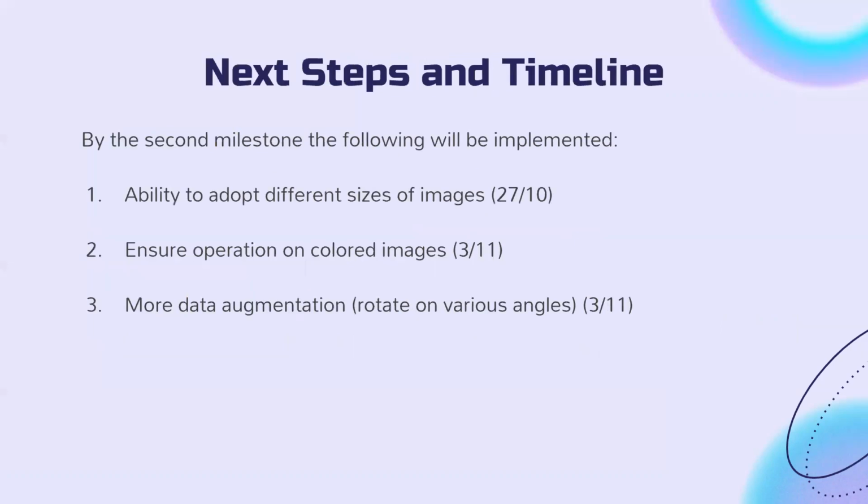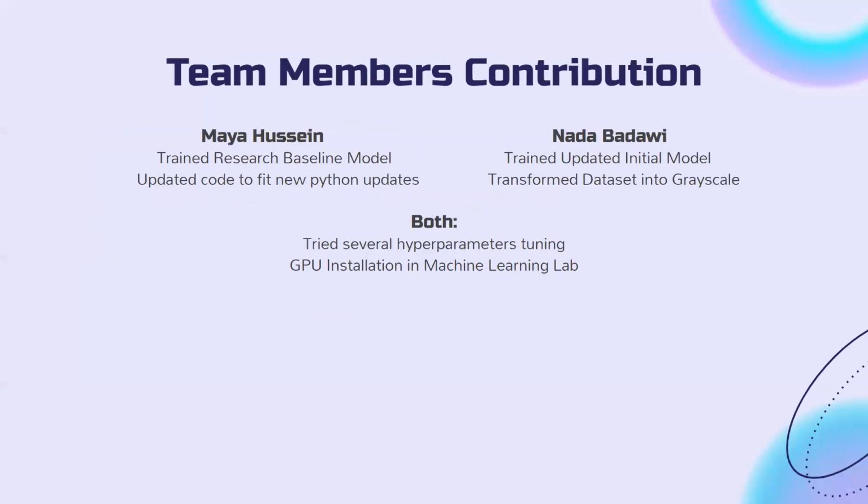So our next steps and timeline consist of: we will try to adopt different sizes of images, and this would be by the 27th of October. We also want to ensure that our model fits colored images, and this would be by the 3rd of November. And we would also want to add more data augmentations, which is also on the 3rd of November. And these are our contributions, and we hope you have enjoyed the presentation. Thank you.